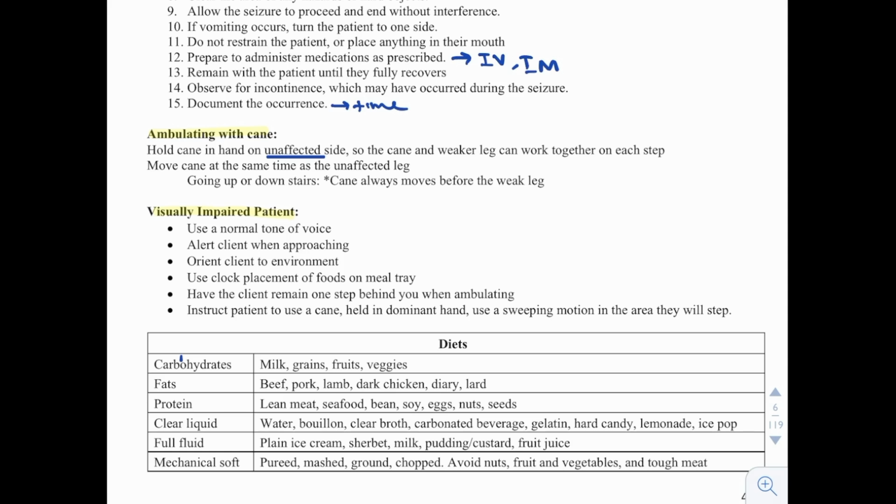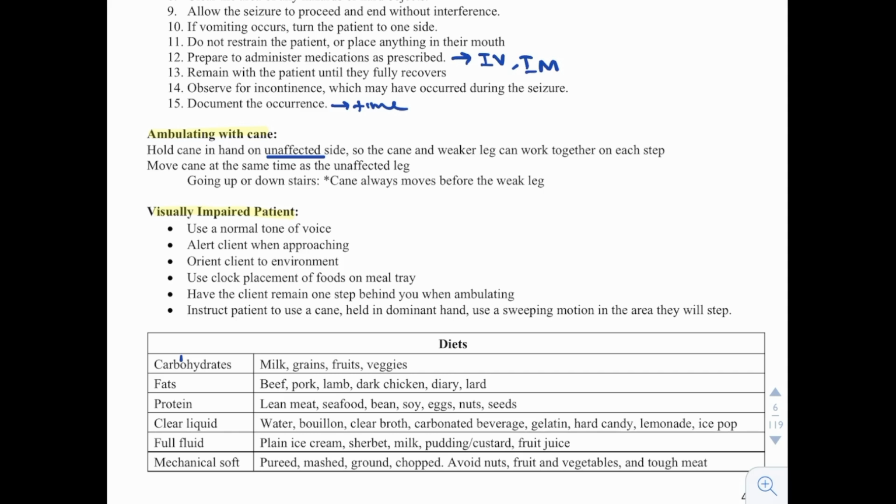All right, so let's talk about visually impaired patients. When we're caring for visually impaired patients, this sounds counterintuitive, it sounds like it would be obvious, but use a normal tone of voice. Oftentimes when people aren't understanding us, whether it's because of a visual impairment or some other impairment, we naturally tend to raise our voice, but we don't want to do that with patients with a visual impairment because they can hear us just fine.